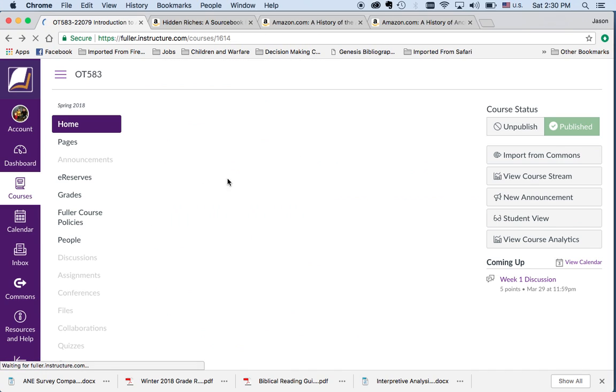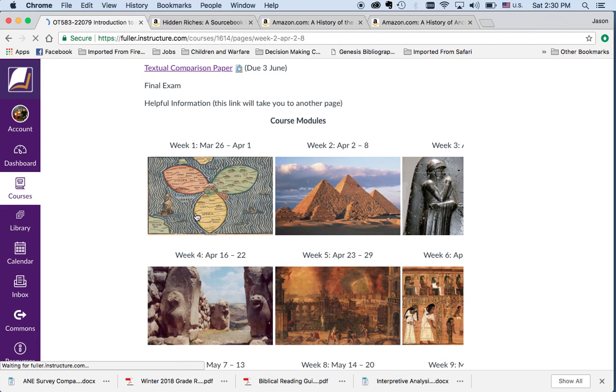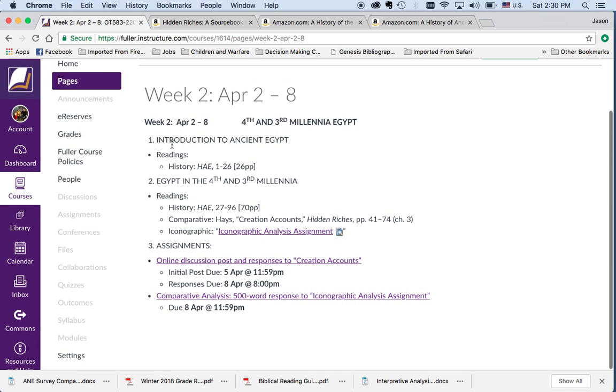And then week 2 is structured very similarly. Again, you have Introduction to Ancient Egypt from A History of Ancient Egypt by Mark Vandermeer, and then Egypt in the 4th and 3rd millennia. Again, readings from Vandermeer, a comparative reading from Hayes's Hidden Riches, and then an iconographic or ancient art imagery analysis assignment, which will also upload here.